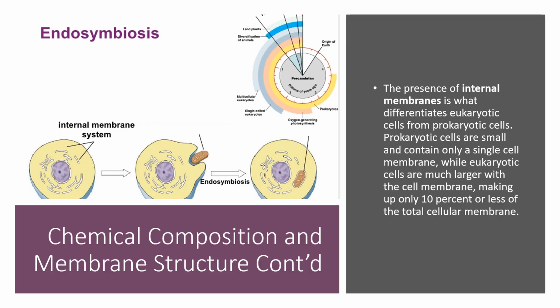The presence of internal membranes is what differentiates eukaryotic cells from prokaryotic cells. Prokaryotic cells are small and contain only a single cell membrane, while eukaryotic cells are much larger, with the cell membrane making up only 10% or less of the total cellular membrane.